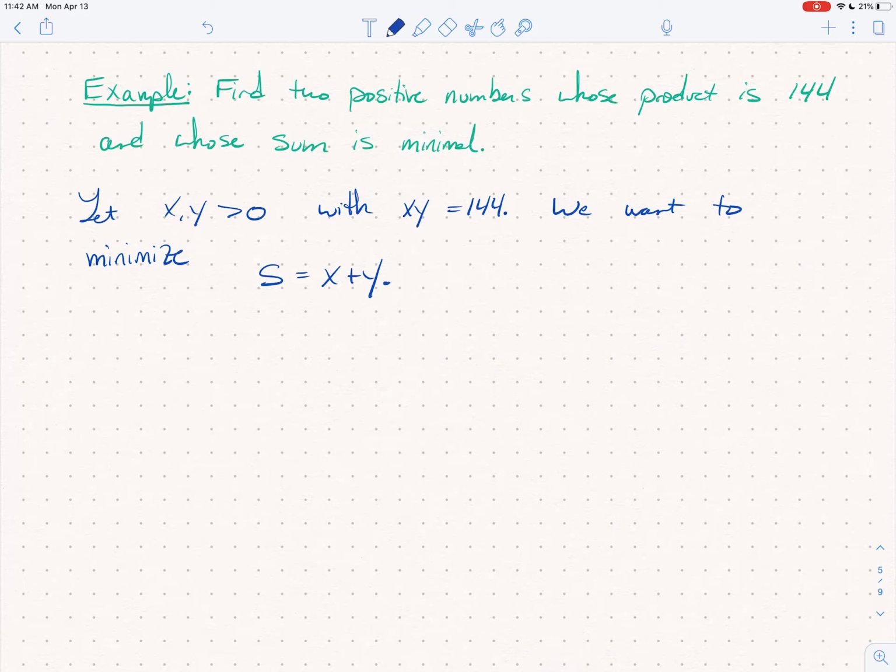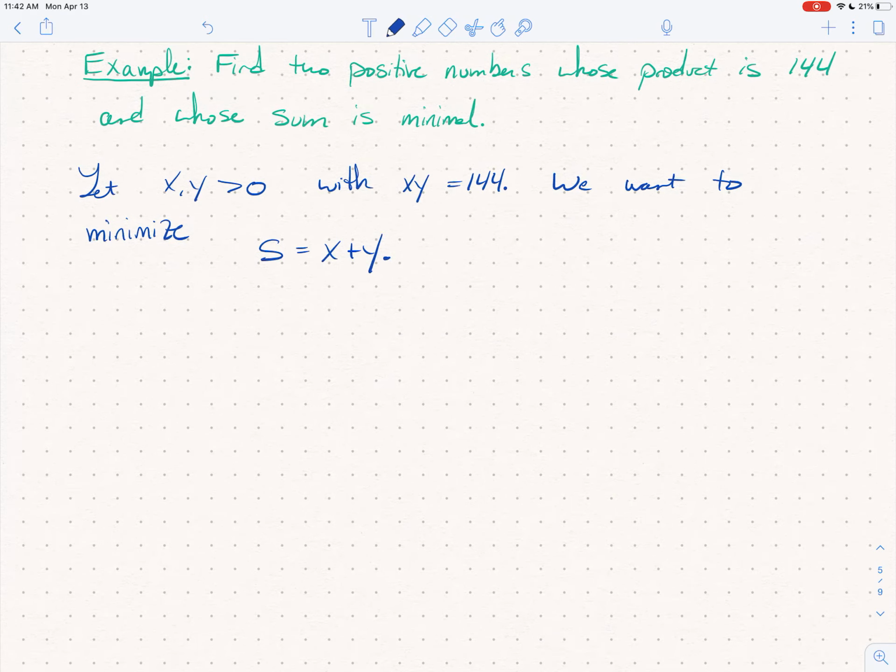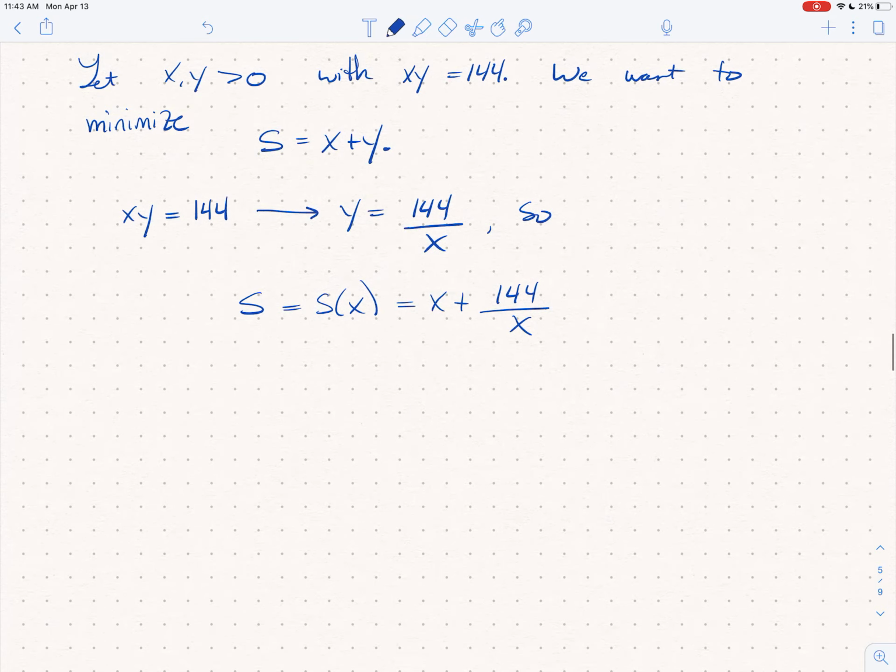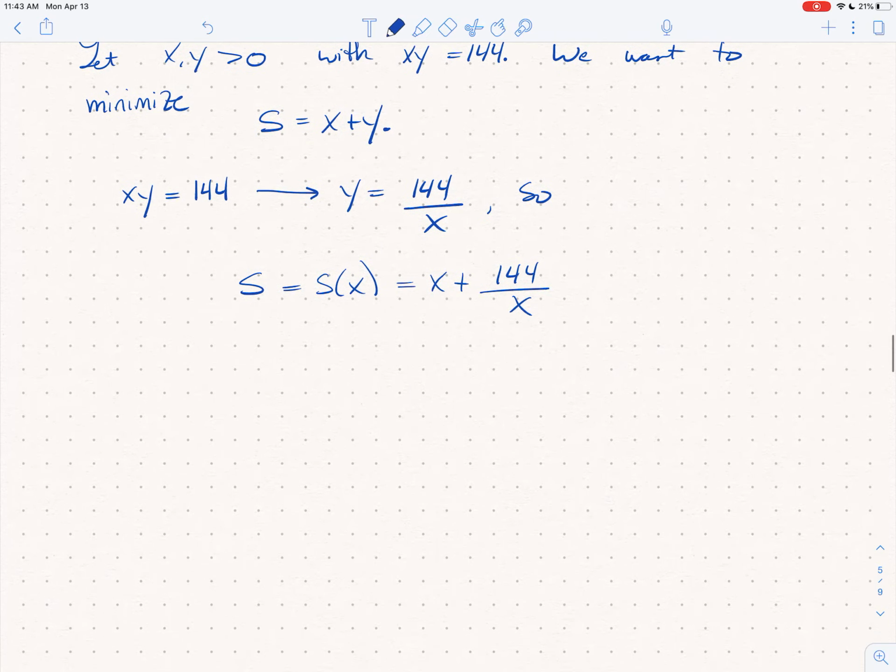It doesn't matter which variable you solve for in general. Pick one that's easy and convenient for you. In our case, it's identical, but in the next problem we'll look at, there is an easier variable. So sometimes it matters, and you might save yourself some work. So we just know that xy equals 144, so then I'll just solve for y. y is 144 over x. And so now I know that S, which, by the way, I'm going to think of as a function of x now, is going to be x plus 144 over x. And that's what I want to minimize.